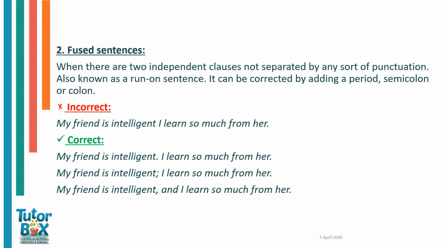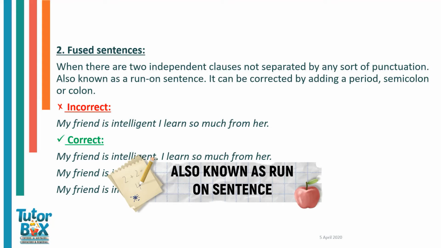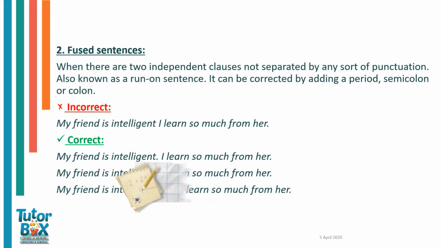Looking at the second common error, this is called fused sentences. Fused sentences are when there are two independent clauses not separated by any sort of punctuation. This is also known as a run-on sentence. You might be familiar with this term. It can be corrected by adding a period, semicolon, or colon.